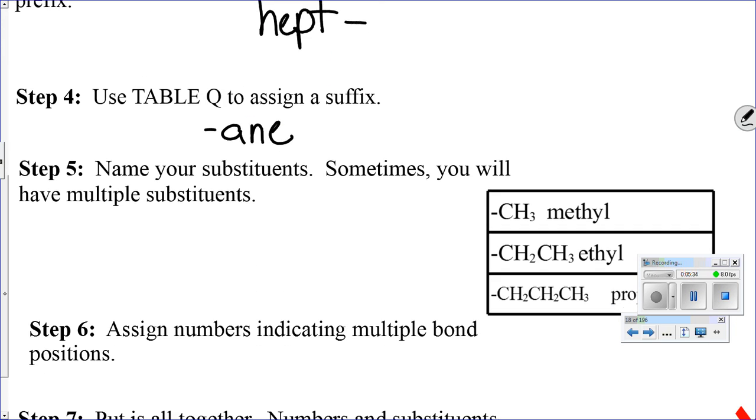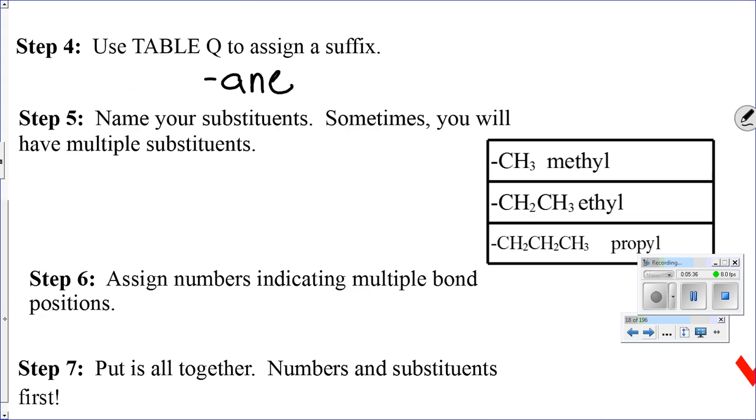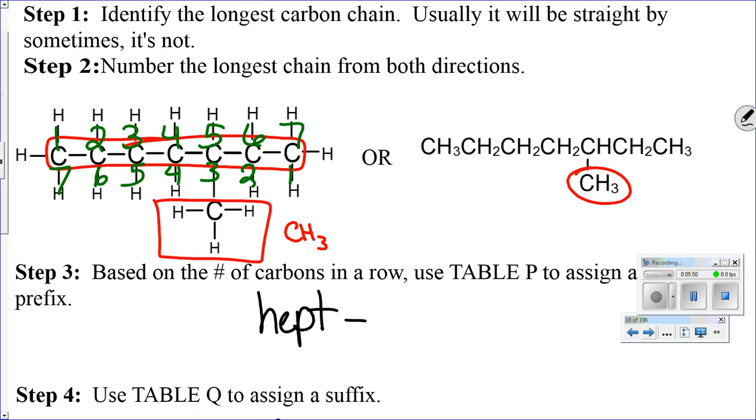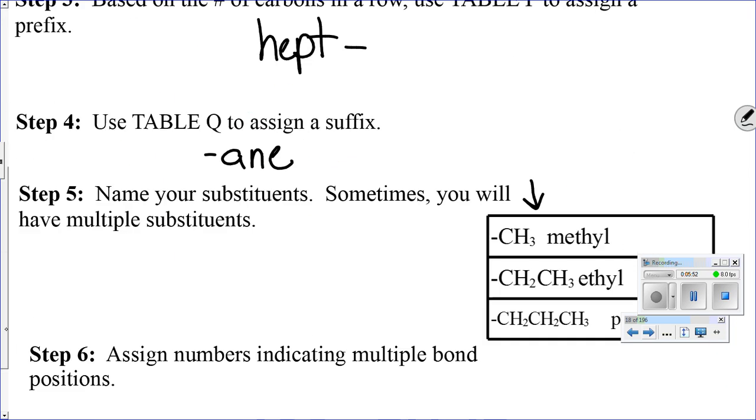And now we have to look if we have any substituents. And you will not be given this table on the reference table, but you can see that it is based on the prefixes. 1 carbon's methyl, 2 carbons is ethyl, and 3 carbons is propyl. So you do need to be familiar with those. We do have what we call a methyl group. So we have this one methyl group right here.